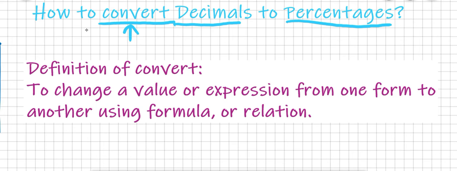So, for example, take millimeters and centimeters. To convert a millimeter to a centimeter, we usually divide it by 10. And that dividing by 10 is a relation or a formula, because it helps us change from one form to another form. But to really delve deeply into how to convert decimals to percentages, let's look at some examples.